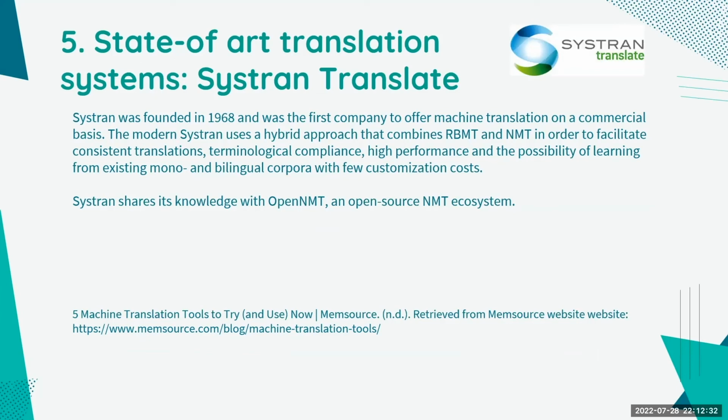The modern Systran uses a hybrid approach that combines RBMT and NMT in order to facilitate consistent translations, terminological compliance, high performance, and the possibility of learning from existing mono and bilingual corpora with few customization costs. Also, it shares its knowledge with OpenNMT, an open source NMT ecosystem.